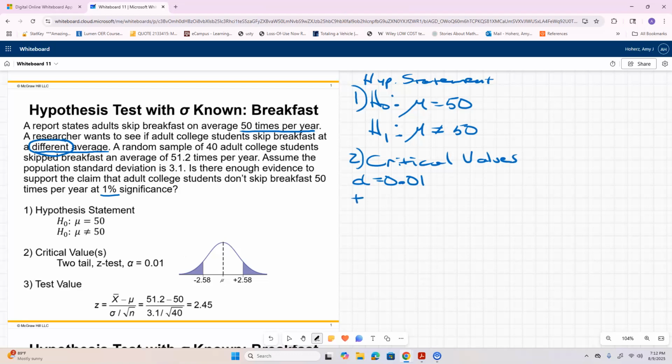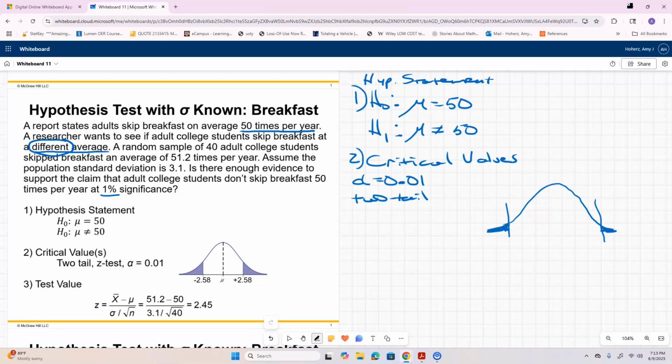In this case, it's a two-tail because it's not equals. So we're interested in knowing if it went up or down. Okay, so we want to know about this tail and this tail.